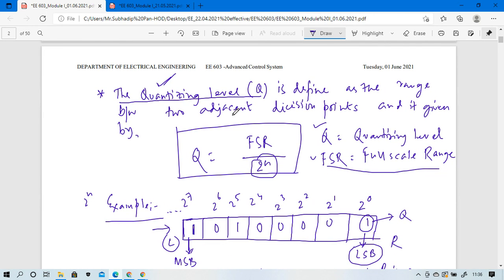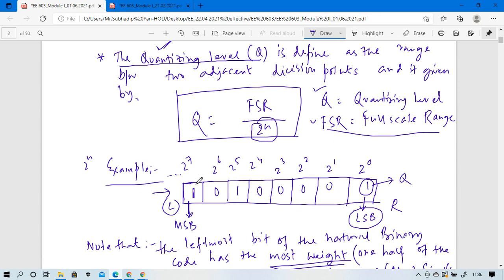So keep in mind these things: the quantization level should be defined as the range of two adjacent decision points. Suppose this is one decision point, 2 to the power 7, and this is another decision point. So the quantization level will be defined as the range between the two adjacent decision points, which will be considered as the MSB and the LSB, and which will be given by Q equal to FSR, the full scale range, divided by 2 to the power n. That 2 to the power n is actually your amplitude level.